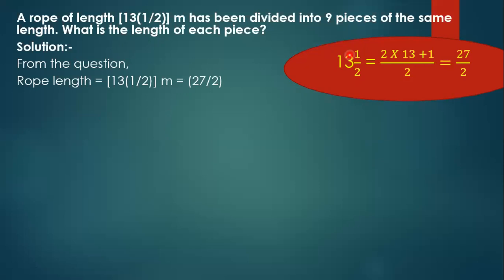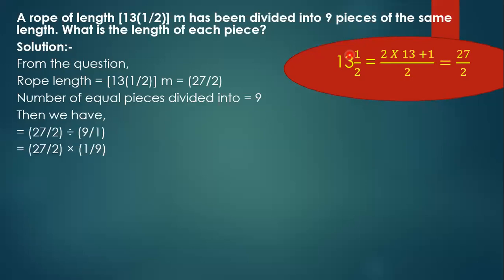Now this has been divided into 9 equal parts. So what we are going to do, we are going to divide 27 by 2 by 9. Children, remember what is the technique that I told you? We keep the first fraction as it is. We change the division into multiplication, okay? And we find the reciprocal of the second term.